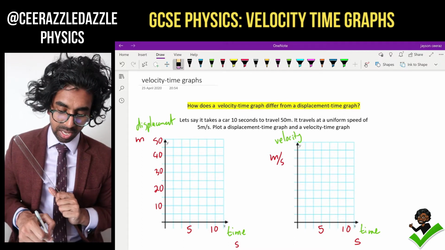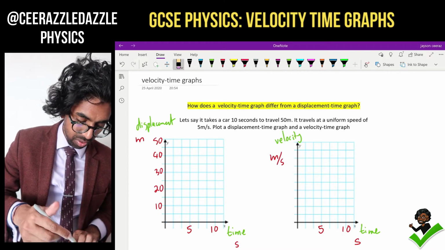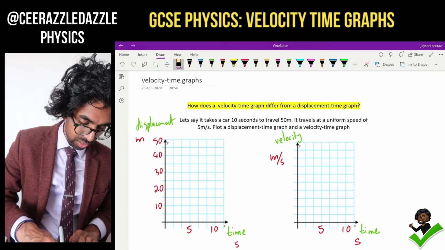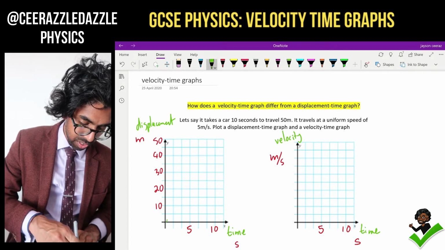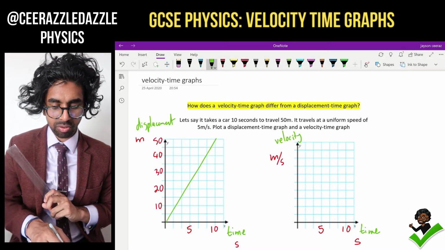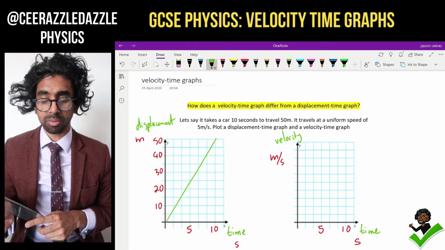So we know it takes 10 seconds to travel 50 meters, so I can draw that on my graph for displacement. So it looks like that for the displacement time graph, because after 10 seconds it's traveled 50 meters. But what about the velocity time graph?